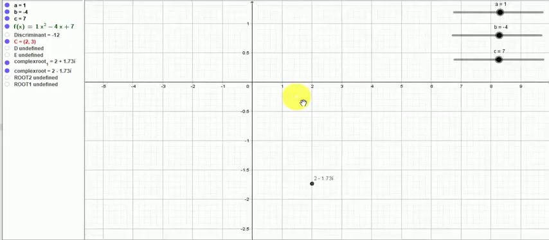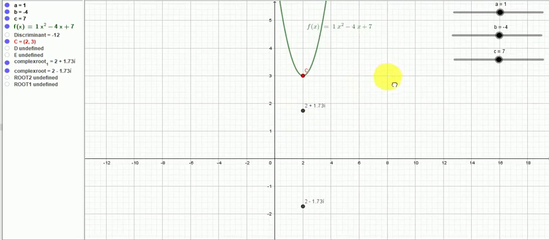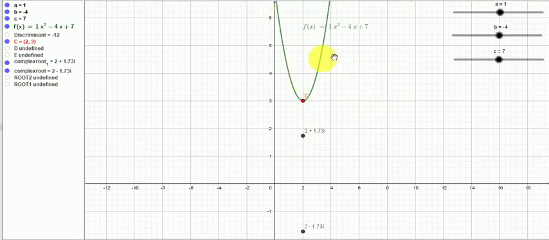Like here, you can see that this is the graph. It is not intersecting the x-axis anywhere, so it has imaginary roots, and the imaginary roots are these: 2 plus 1.73i, and the other is 2 minus 1.73i. Done. So you should remember that for a quadratic equation, the graph means a parabola.